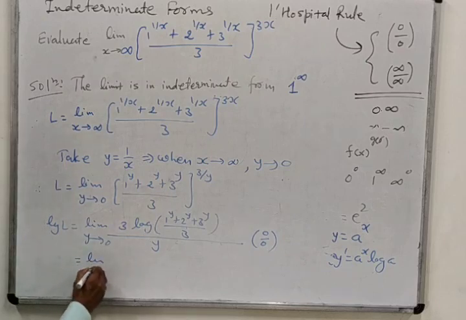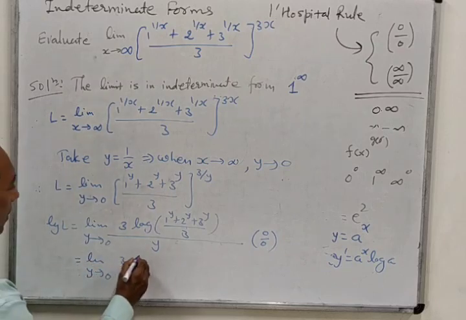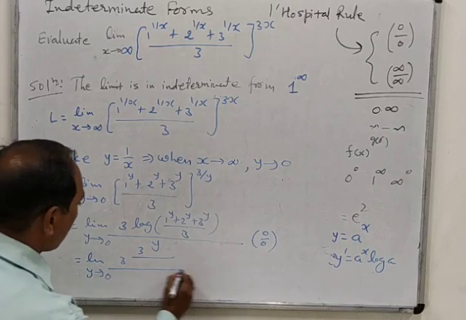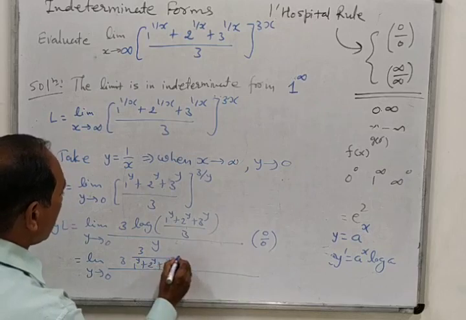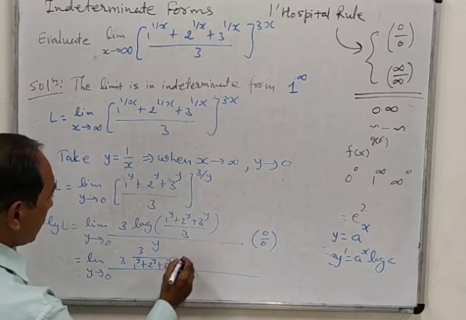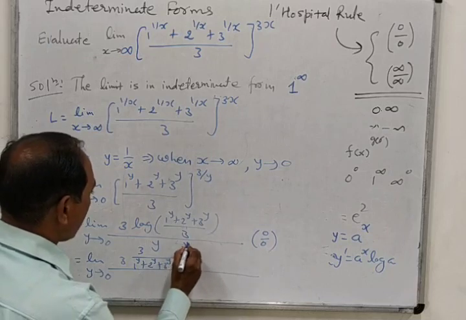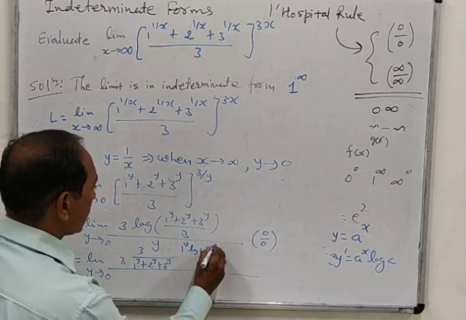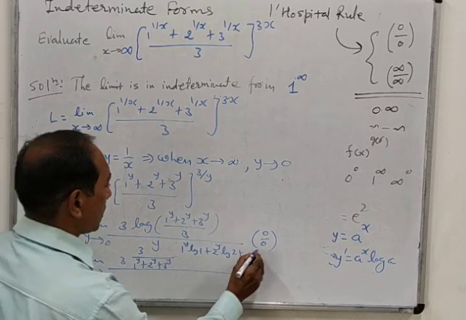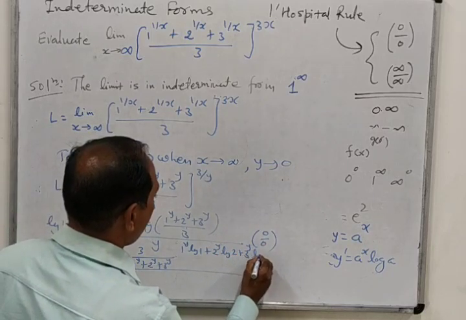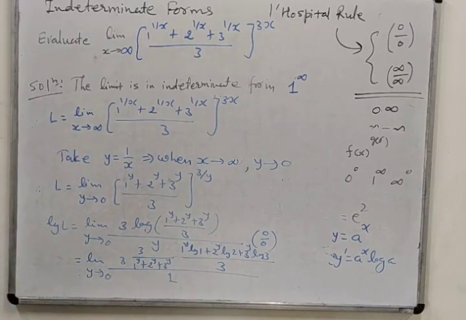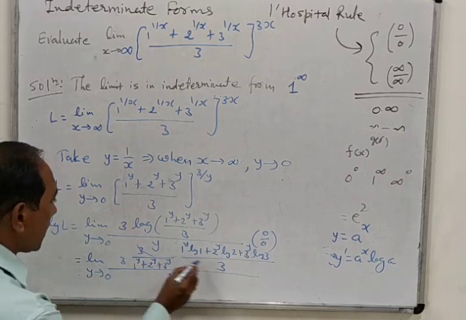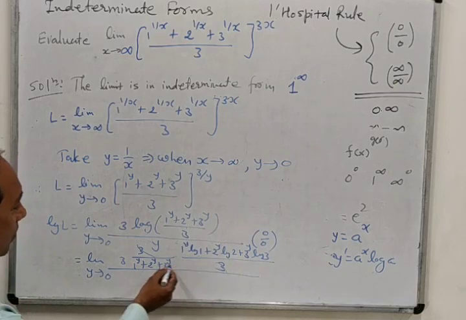Then we can apply L'Hopital rule. The numerator has the derivative: 3 upon (1 raised to y plus 2 raised to y plus 3 raised to y), into the derivative of the inside, which is 1 raised to y into log of 1 plus 2 raised to y log of 2 plus 3 raised to y log of 3, whole divided by 3, and this y has the derivative 1. Okay, so now you will get the answer directly because this 3 and 3 will be cancelled. This is 1, this you write down in numerator and denominator.